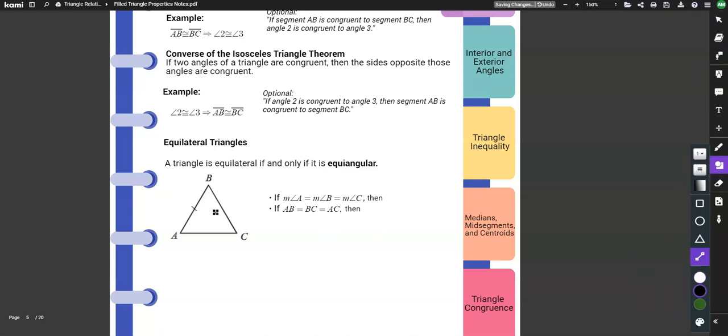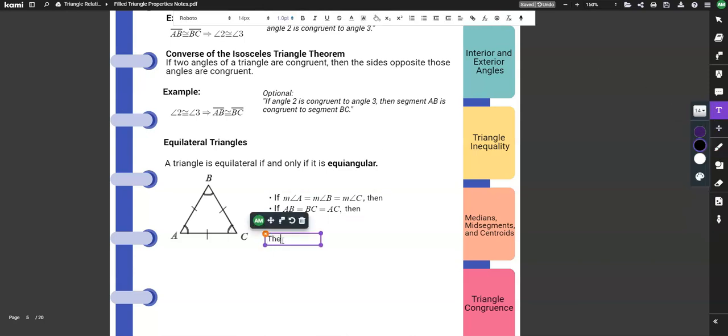So whenever you see that they say a triangle is equilateral, the first thing you should do is go in and mark all three sides congruent. So AB equals BC, which is equal to AC. And you should also mark all of the angles congruent. So we have angle A, angle B, and angle C. And one thing to always remember, the angles are always 60 degrees.